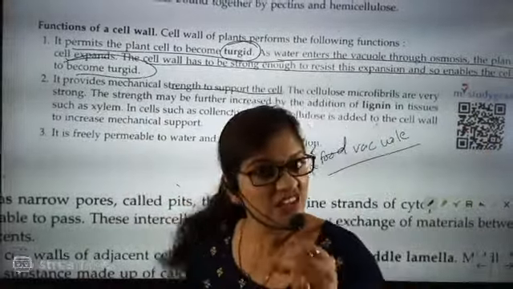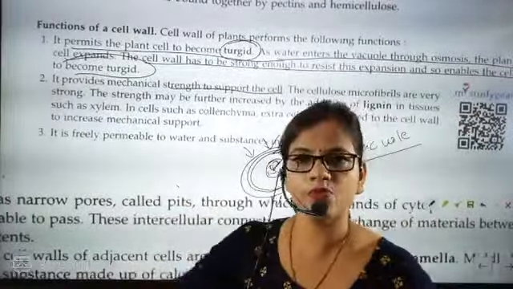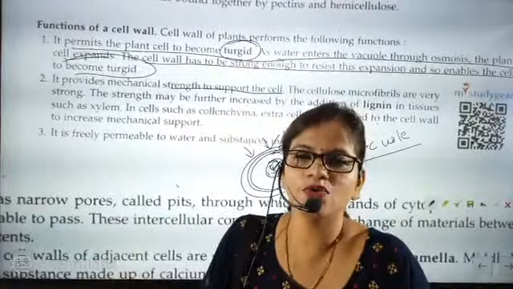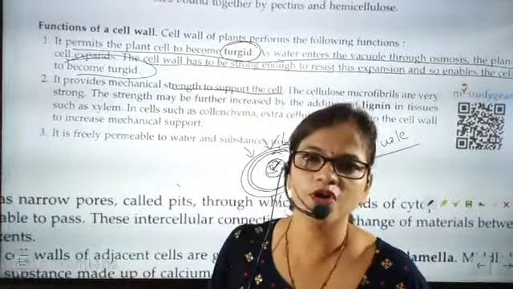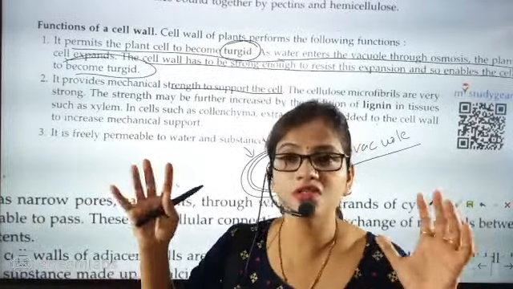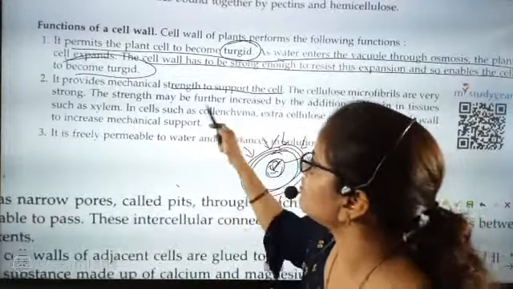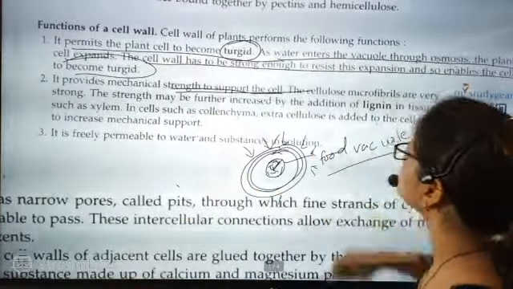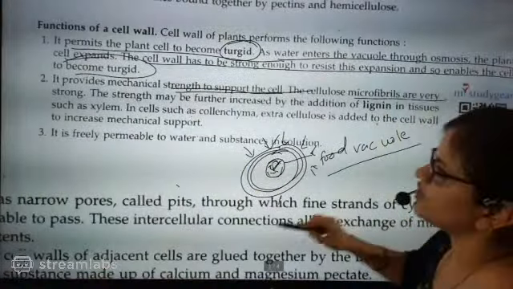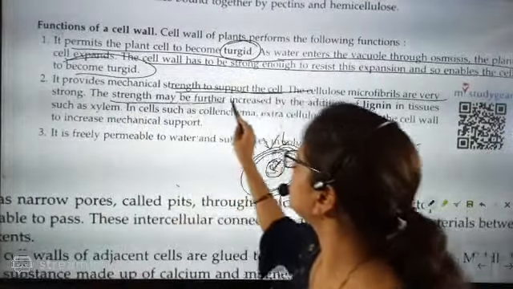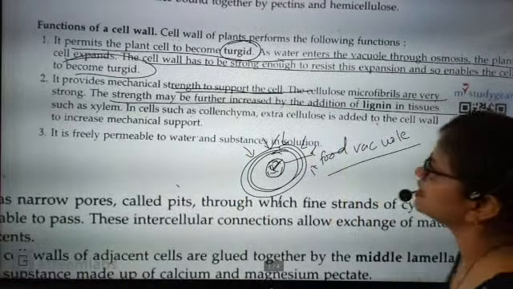Definitely, beta, it is rigid, so it will provide mechanical strength. Walls of the house give strength to your room, then only you will be protected. In the same way, it is providing mechanical support. Cellulose fibrils are very strong. The strength may be further increased by addition of lignin in tissues.